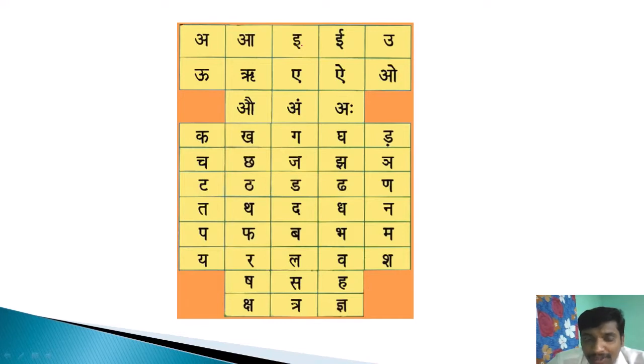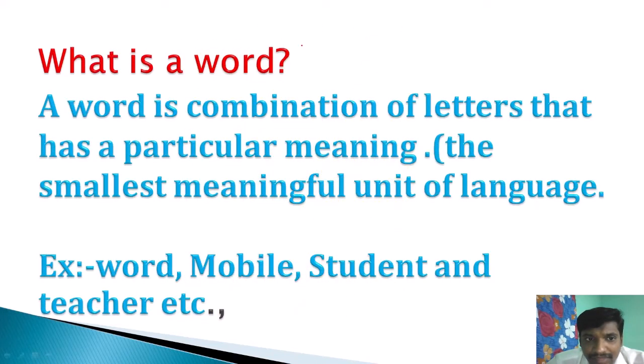Next unit, word. Next basic unit is word. What do you mean by word? Everybody knows it. A word is a combination of letters that has a particular meaning. And on the basis of meaning, we can say that in any language, the word is the smallest meaningful unit of language. Here, word itself is a word. It's a combination of letters.